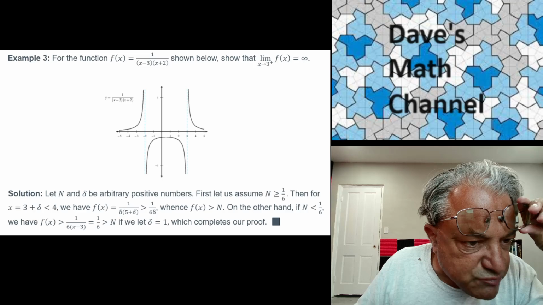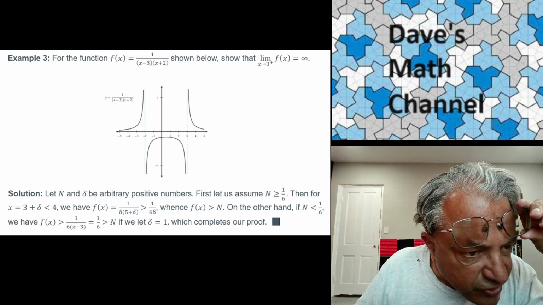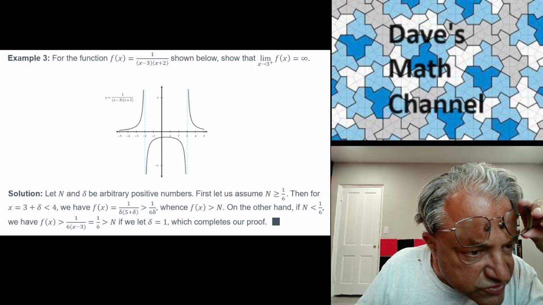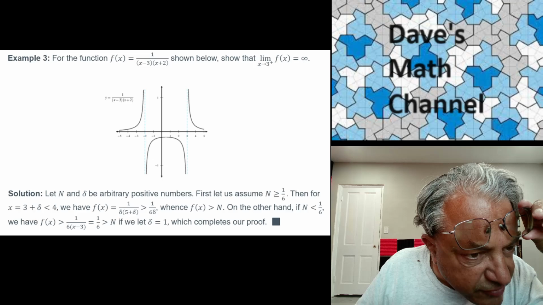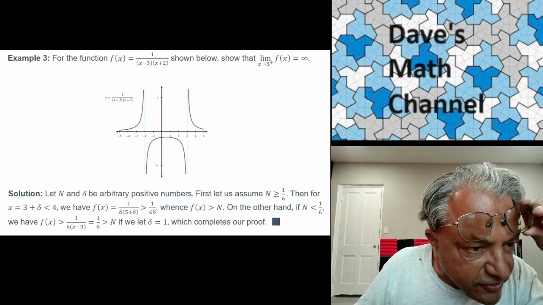And now we're in business because this is going to be greater than n as long as we let n equal 1 over 6 delta. Right? Is that right? Yeah. We found a form for delta. As long as delta is 1 over 6n, I think it works.